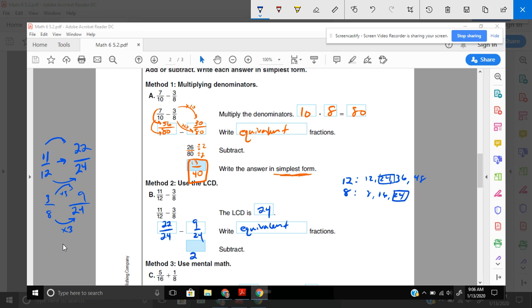So keep my common denominator of 24, and 22 minus 9 would give me 13. So I end up with 13 24ths. You'll notice here now, I don't have to put it in simplest form because it already is in simplest form, and the reason is because I used the least common denominator. If you use least common multiple and least common denominator in your first step, then you don't have to simplify in the end because it will already be in simplest form.